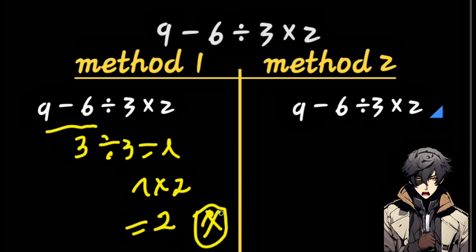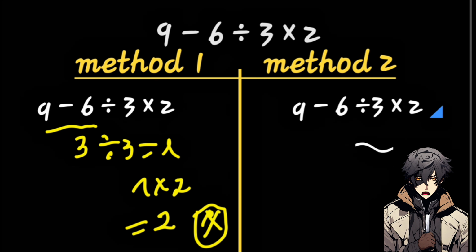Let's solve it the right way using the PEMDAS rule. First, a quick reminder. PEMDAS stands for parentheses, exponents, multiplication and division, and addition and subtraction. The most important thing to remember is that multiplication and division have equal priority and must be solved from left to right before you handle any addition or subtraction.